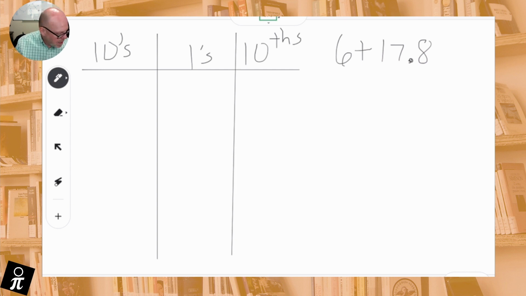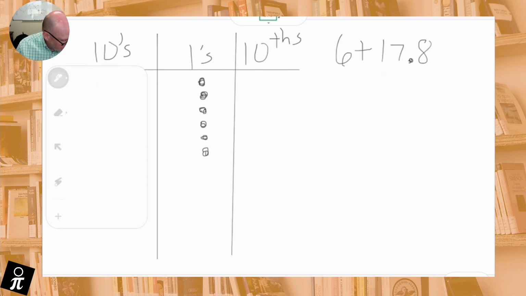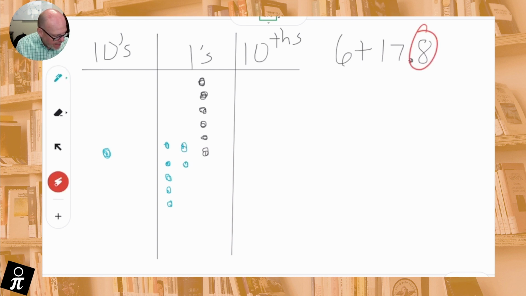Well, it's because to model the 6, that's 6 ones. That's 6 whole numbers. 1, 2, 3, 4, 5, 6. To model the 17.8, and I'll do it in blue, that means we're going to have 1 ten, 7 ones, 1, 2, 3, 4, 5, 6, 7, and then we're going to need 8 tenths. 1, 2, 3, 4, 5, 6, 7, 8. So there is our 17. So 10 plus 7 is 17 plus the 8 tenths, and then here's our 6 whole numbers.